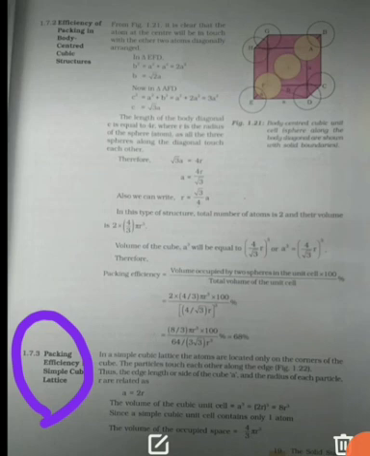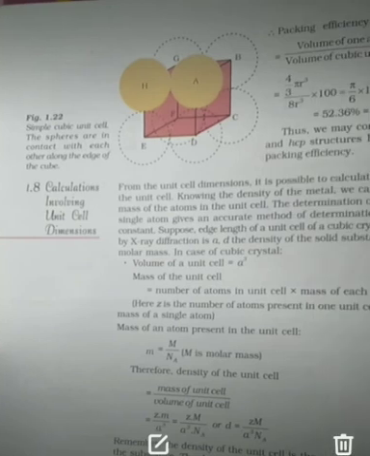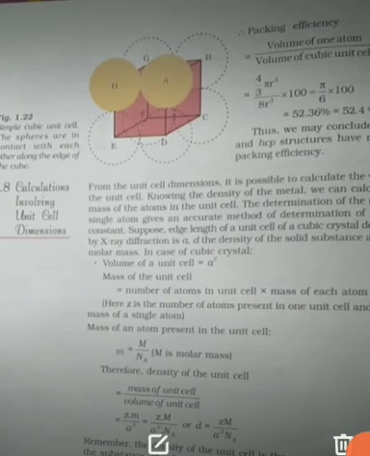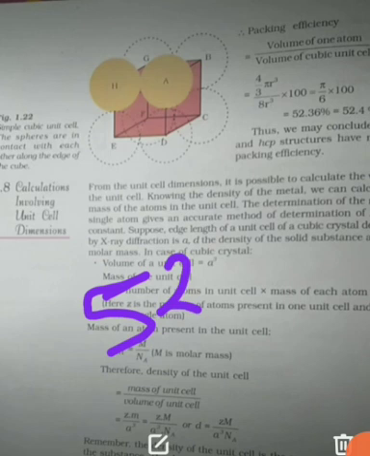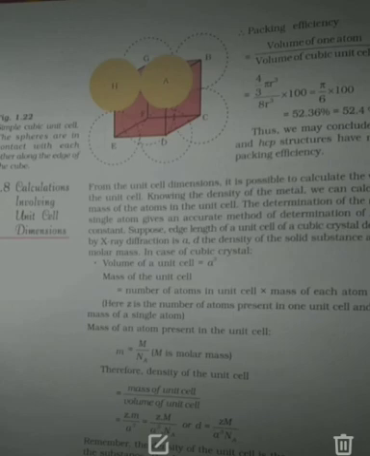And volume occupied by sphere will be 4 by 3 pi r cube, because there is only one atom. You can look here in this structure. So for packing efficiency, the volume of one atom upon volume of cubic unit cell into 100. Volume of one atom is 4 by 3 pi r cube, and volume of cubic unit cell is 8R cube, into 100. So putting the values, the result is 52.4%. So students, this is all about today's lecture.